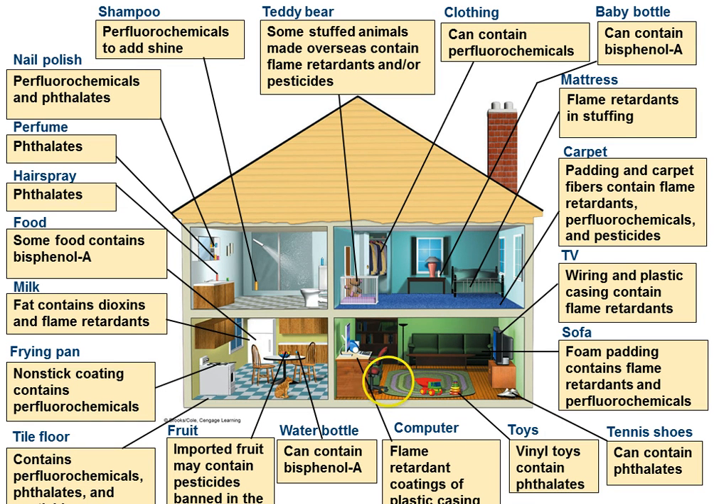Your computer, again, more of those flame retardants, water bottles with BPA, fruit with pesticides that might be banned in the United States, but they're perfectly legal in other places. DDT, for example, is legal in other countries. Your tile floor, those perfluorochemicals again and phthalates. Frying pan, nonstick coating, has some chemicals in it.